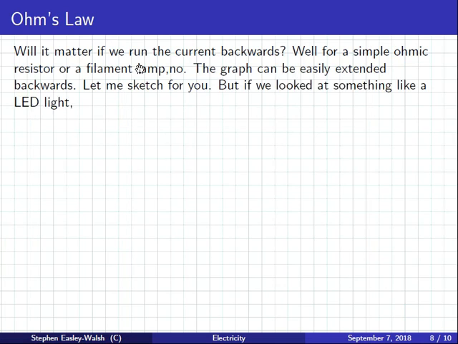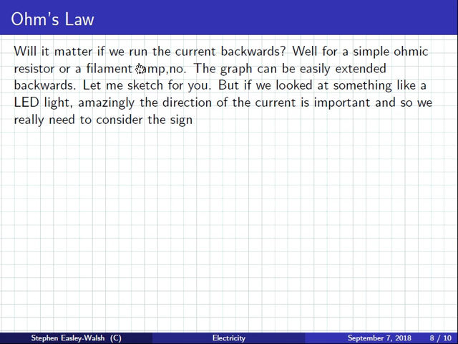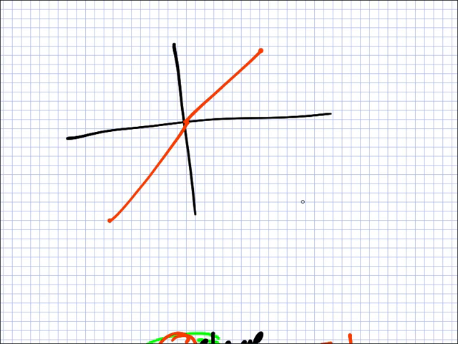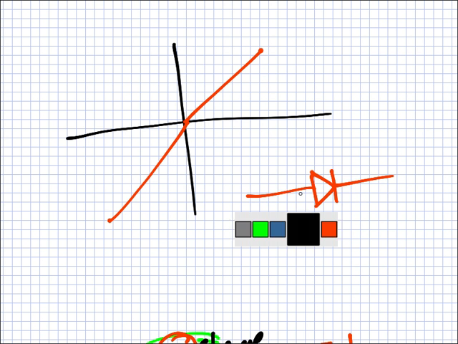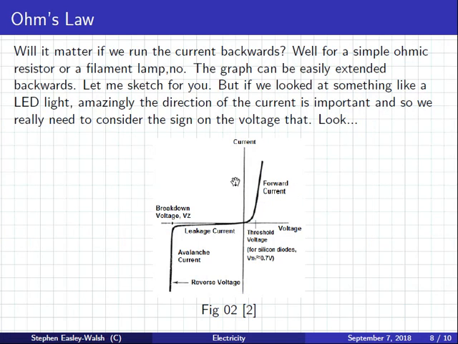But if we look at something like an LED light, the direction does matter. Do you remember the LED light was this symbol? It does matter. What happens in the LED light if the voltage is increasing? What happens to the resistance? It's smaller. Yeah. This is the opposite to the filament lamp.